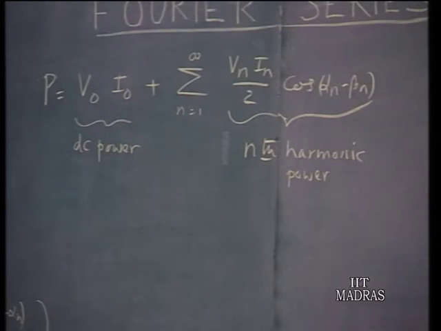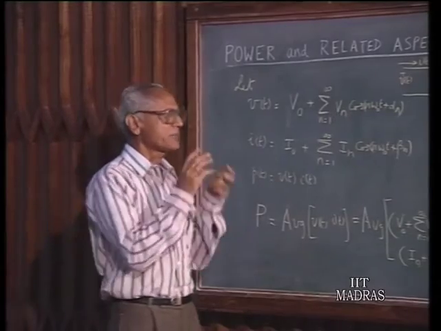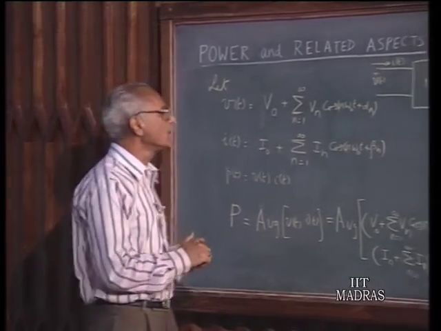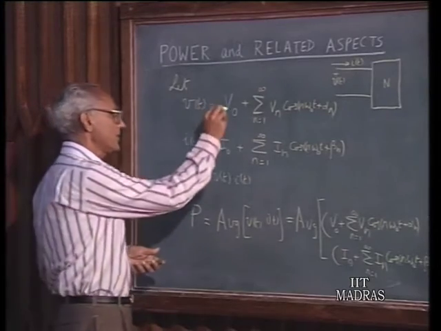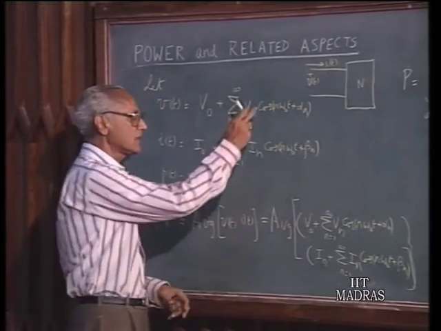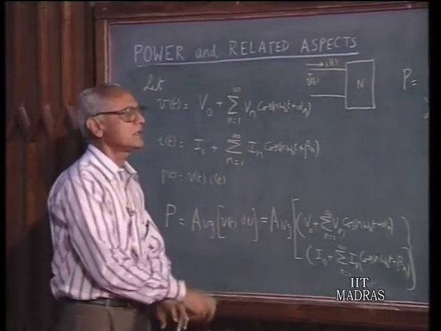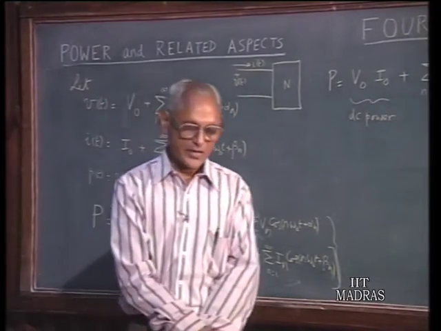So when you have periodic waveforms which are non-sinusoidal, and if you make the Fourier series expansions of v(t) and i(t), as far as the average power is concerned, you can calculate the power for each frequency separately. The product of V naught and I naught is the DC power. The nth harmonic power is calculated taking the nth harmonic voltage component and nth harmonic current component, multiplying their RMS values times the cosine of the phase angle difference between them.